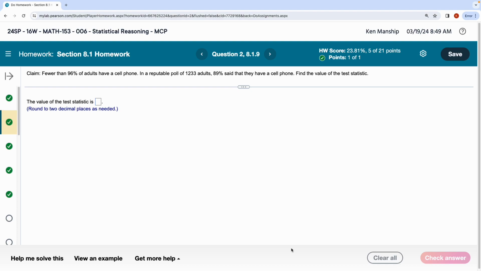Okay, this exercise is from section 8.1, Basics of Hypothesis Testing. This is question number 2, or you can refer to it as 8.1.9. In this example, the claim is that fewer than 96% of adults have a cell phone. So that claim is against the population. So the claim is that fewer than 96% of adults in the population have a cell phone.